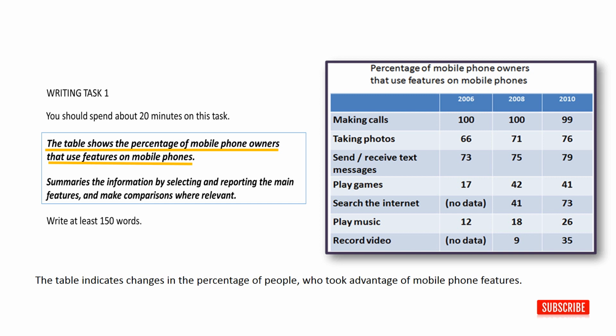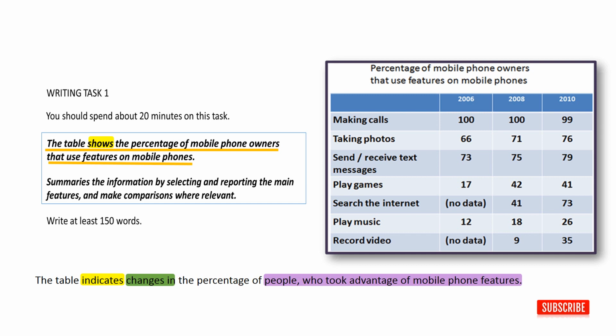Pay attention to how it was paraphrased. Instead of the table shows, we can say the table indicates. The percentage can be converted to changes in the percentage, because the given figures in the table change over the time. Next words can be converted to people who took advantage of mobile phone features.